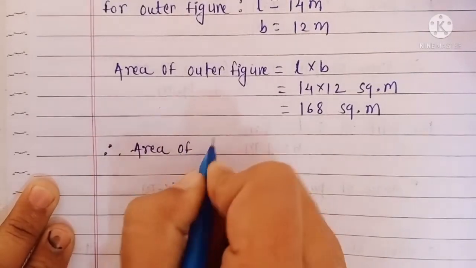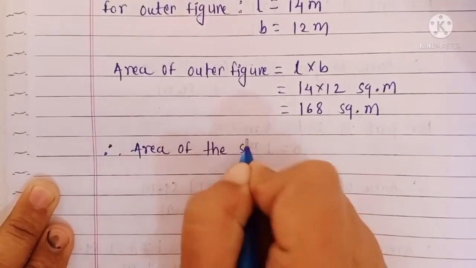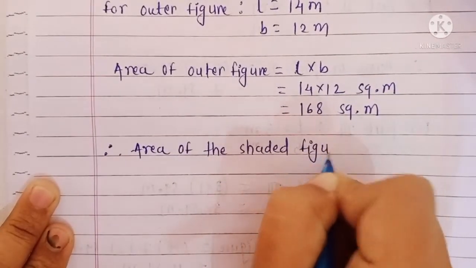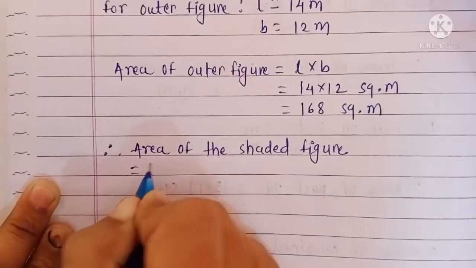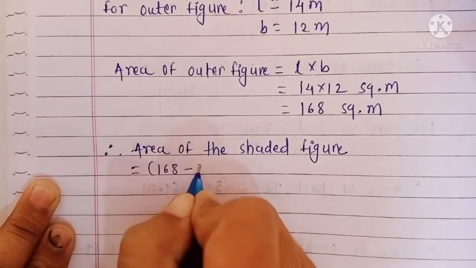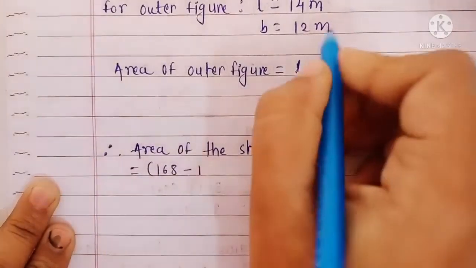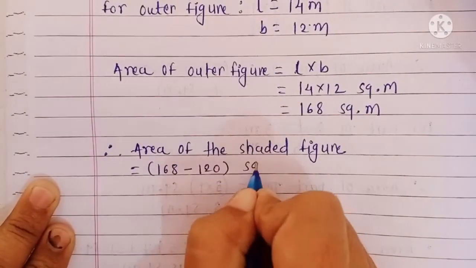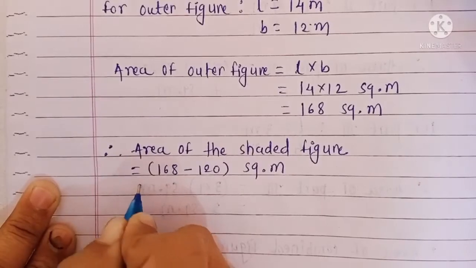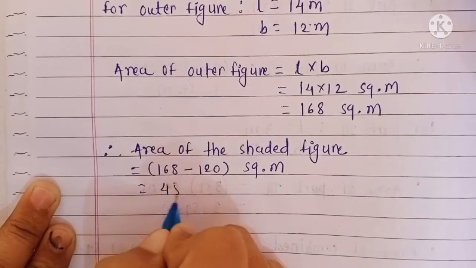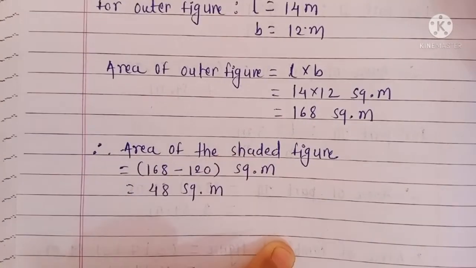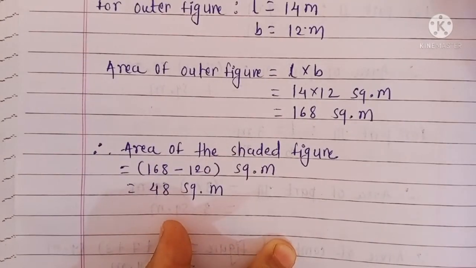Area of this shaded figure is equal to 168 minus 120 square meter, and we get answer 48 square meter. Remaining sums of this question you will do in your homework.